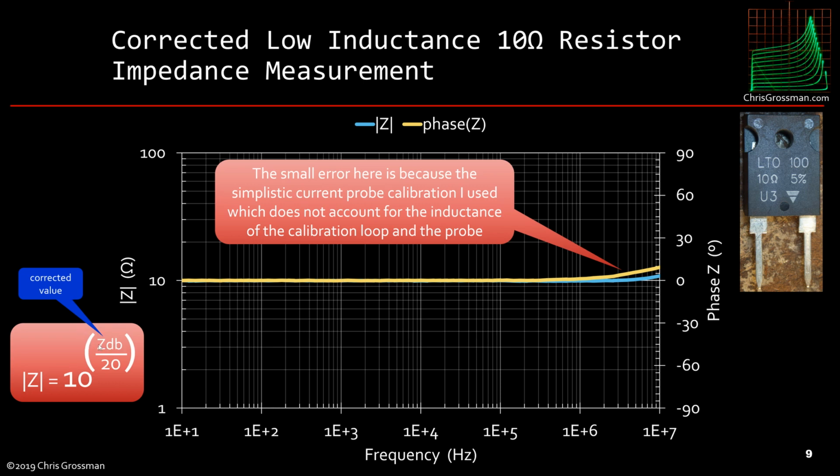So that gain error was the reason the resistance was coming out too low. So what you do, you add that gain and phase correction, and then you derive the impedance based on that corrected value.